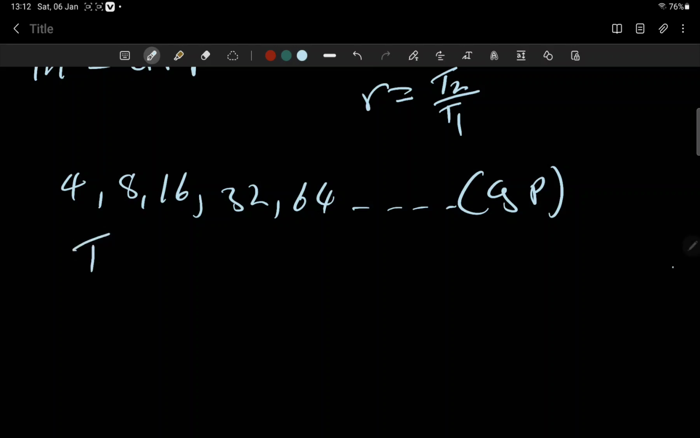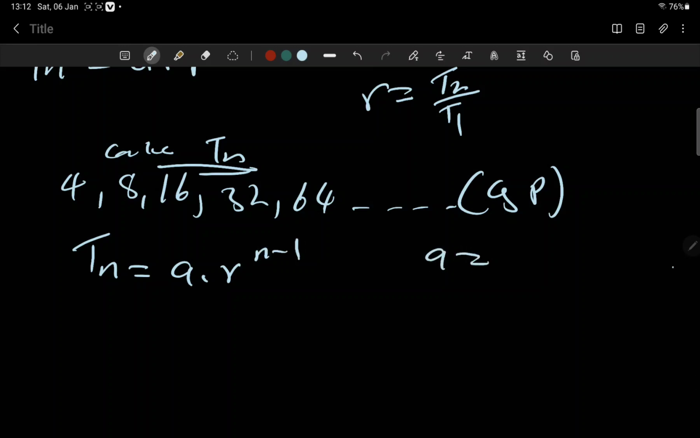The question is to calculate Tn. So let's start by writing the formula of Tn: A times R to the n minus 1. Here A is the first term, obviously T1. The first term of this sequence is 4. R is the common ratio and is given by T2 over T1. In this case, term number 2, that is 8, over term number 1, which is 4.